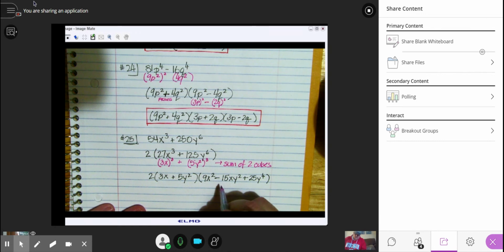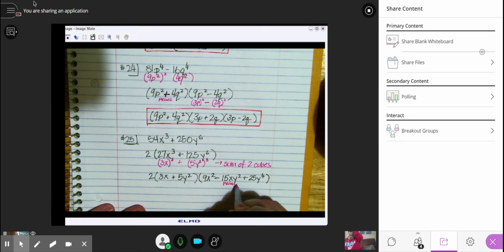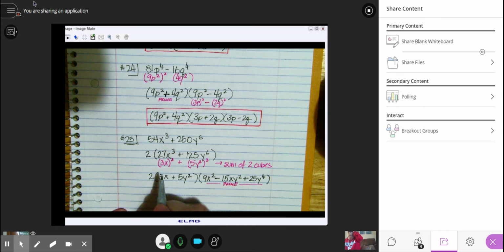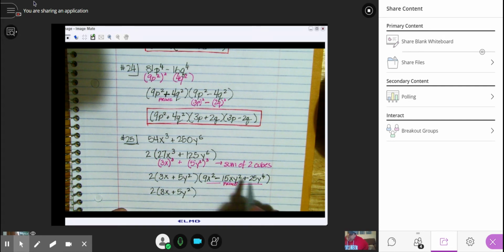When you do the sum or difference of cubes, the trinomial that is factored out is always prime. So I know that cannot be factored any further. Neither can the 2. When you factor the sum or the difference of two cubes, you always get a binomial and a trinomial. The trinomial is always prime.